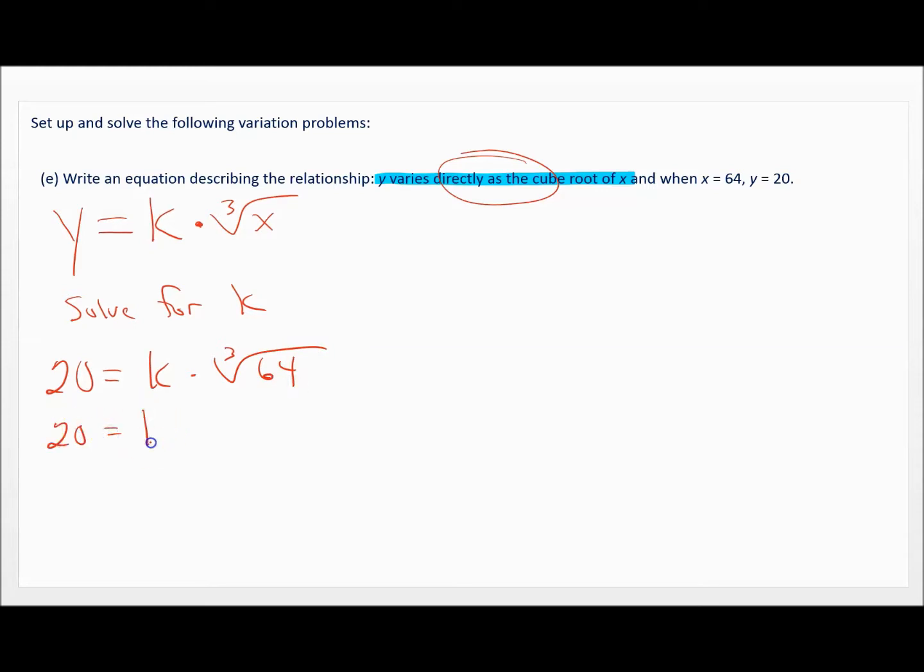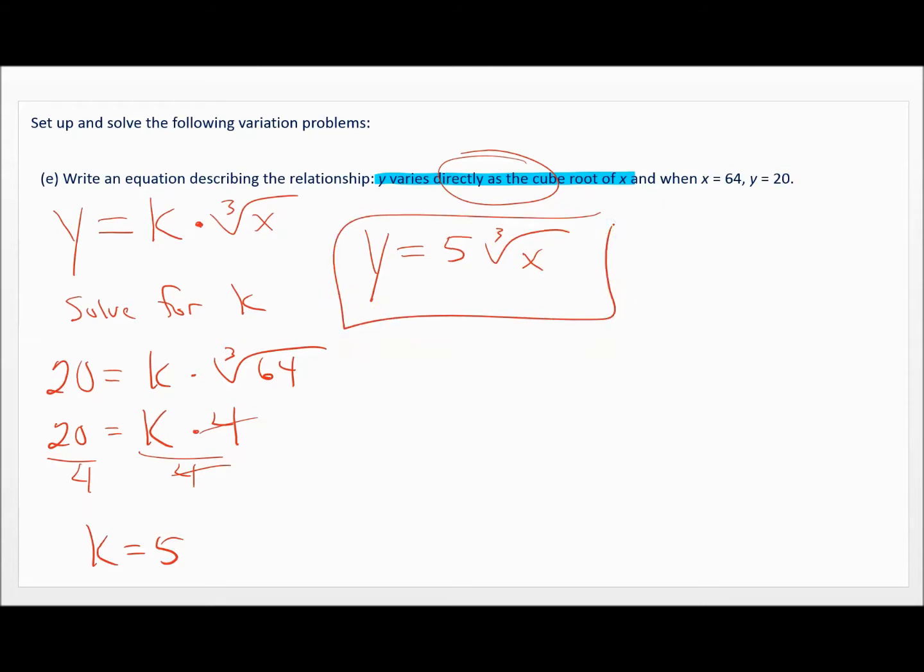So 20 is equal to k times the cube root of 64. Y'all know that 4 times 4 times 4 is 64. So there we go, it is 4. To get the k by itself, I'm going to divide each of these sides by 4. And so I get k is equal to 5. So that's y is equal to 5 times the cube root of x. That is my equation or my formula. If they wanted us to find y given a certain x, I would carry on. But when it says write an equation, I am done with that problem.